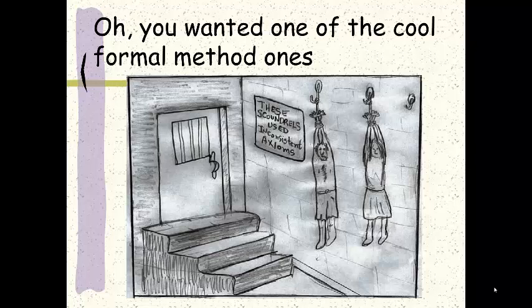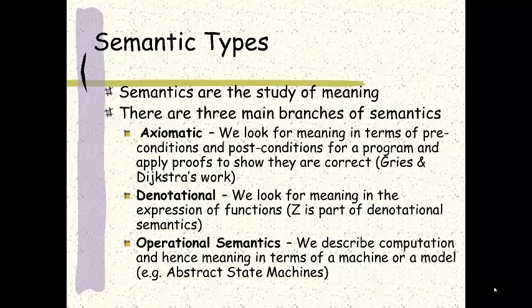So, we'll talk a little bit about semantic types. Semantics are the study of meaning. There are three main branches of semantics. One is axiomatics, where we look for meaning in terms of preconditions and postconditions for a program and apply proofs to show they are correct. This kind of corresponds to Gries and Dijkstra's work in the area, and you may have seen these preconditions and postconditions in Chapter 3 of the discrete math text.